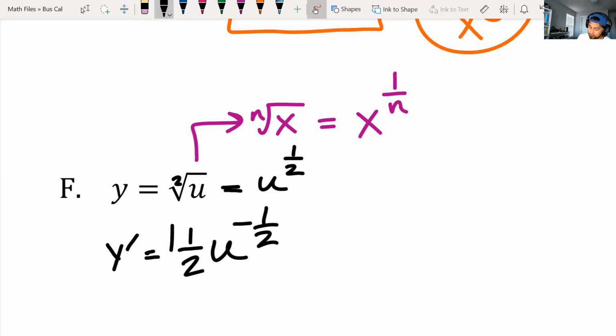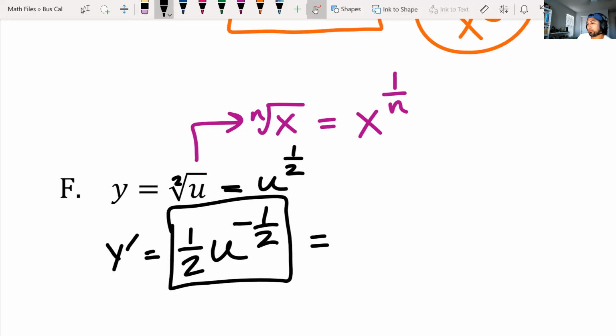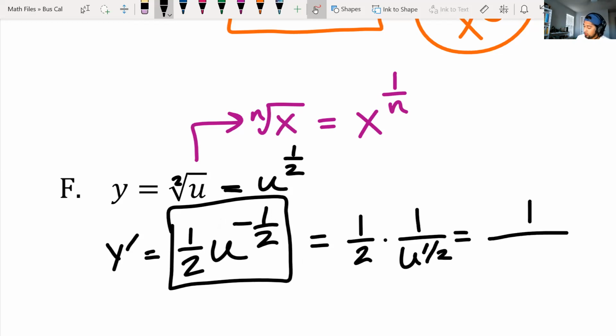And again, this answer is perfect as it is. But if you're asked to rewrite it, how would you rewrite this one? 1 over u to the 1/2 power. Okay, cool. So that 1/2 in front is throwing us off, right? So what I'm going to do is just write it out front. And let's just focus on this. This would be considered 1 over u to the positive 1/2, because we use that negative exponent rule, right? And if you put it together, you get 1 over 2 u to the 1/2.